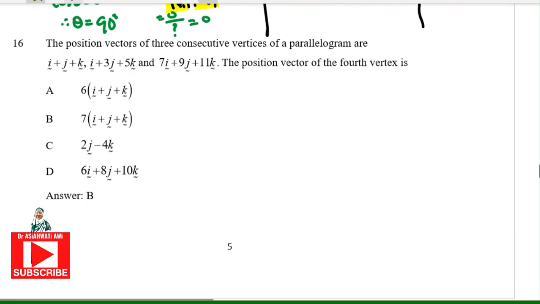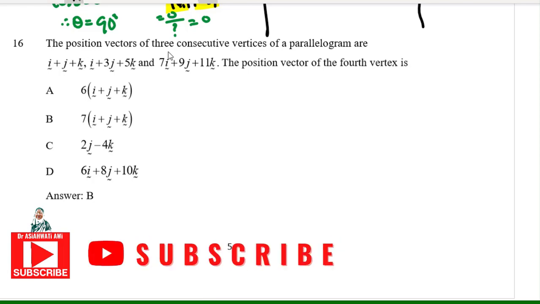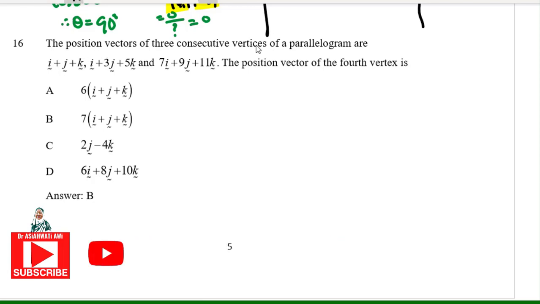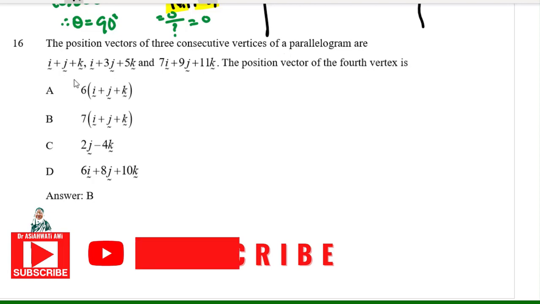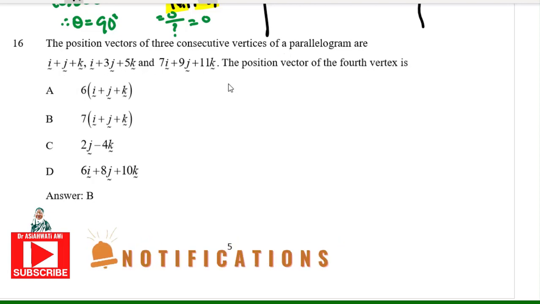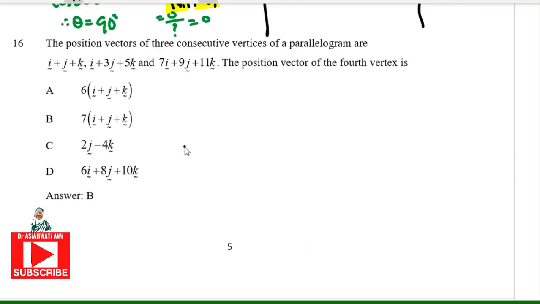Number 16. The position vectors of three consecutive vertices of a parallelogram are given. The position vector of the fourth vertex is... Let's see, this is a parallelogram.